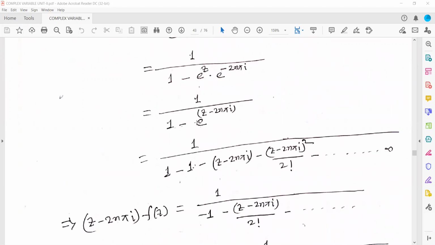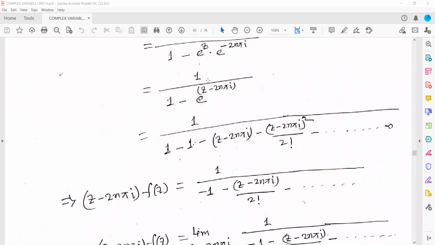Then next, e to the power a into e to the power b, that will be e to the power a plus b. So this will be e to the power z minus 2n pi i. So 1 upon 1 minus e to the power z minus 2n pi i. Now, e to the power x, what is that?